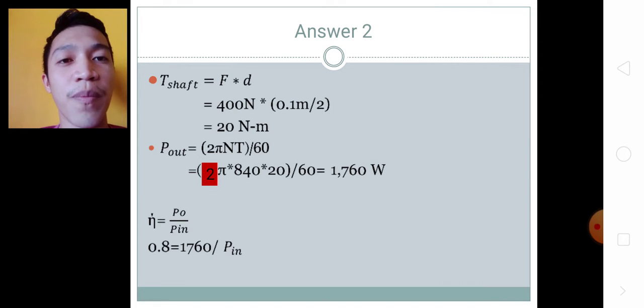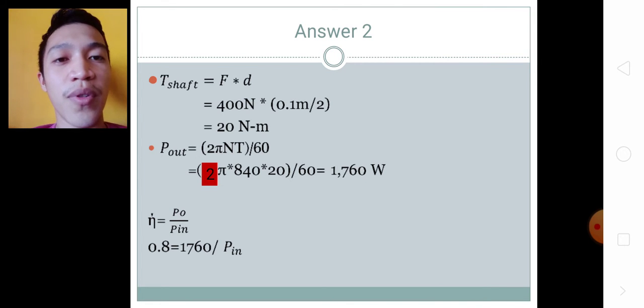Now for our P output, or output power, we have the formula 2 pi times speed times torque over 60. And 2 pi times our speed, which is already given, 840 rpm, times the torque that we solved, 200, over 60, we get 1760 watts.